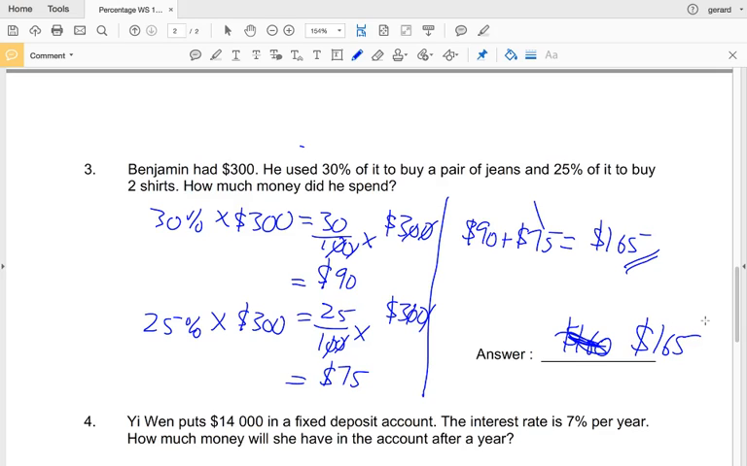Alright, so just take note, you just have to read the question very carefully and think of a solution of how to approach it. It's quite straightforward. Now this one used to be in terms of parts, units. They will tell you, for example, he used 2 out of 5 parts to buy a pair of jeans, and he used 1 out of 5 parts to buy 2 shirts. Now usually you can draw a model, right? But for this case, since we are better at this, we don't have to draw a model. If you understand it, you can straight away do it like this.